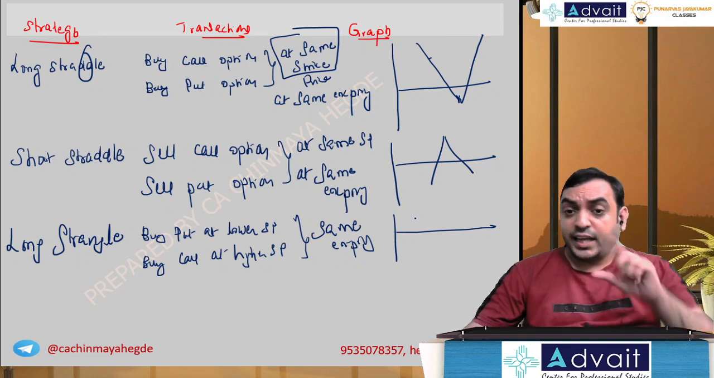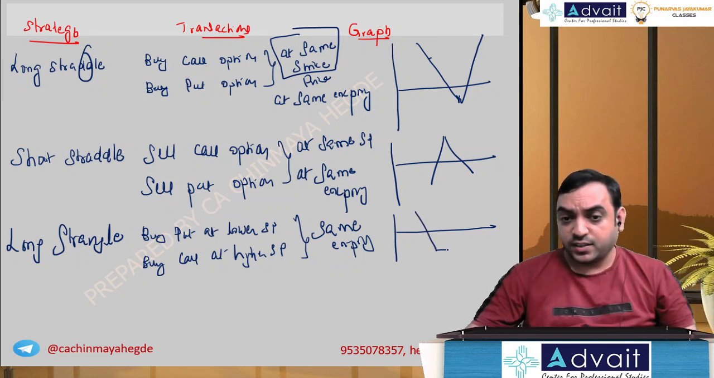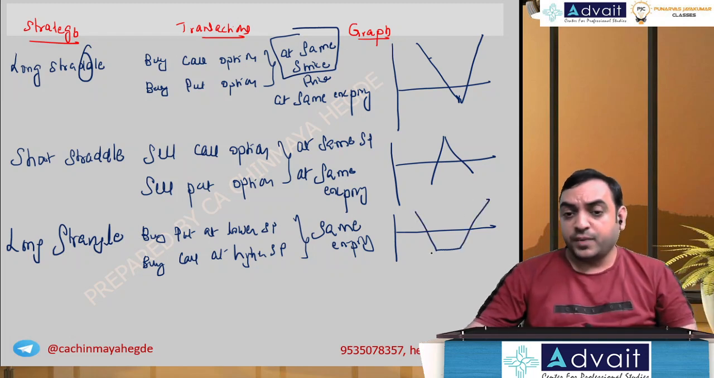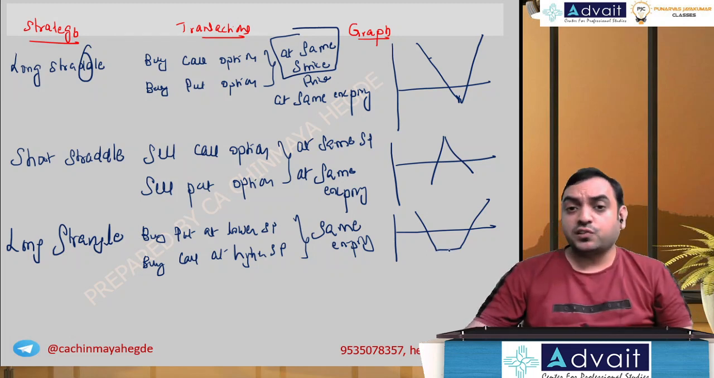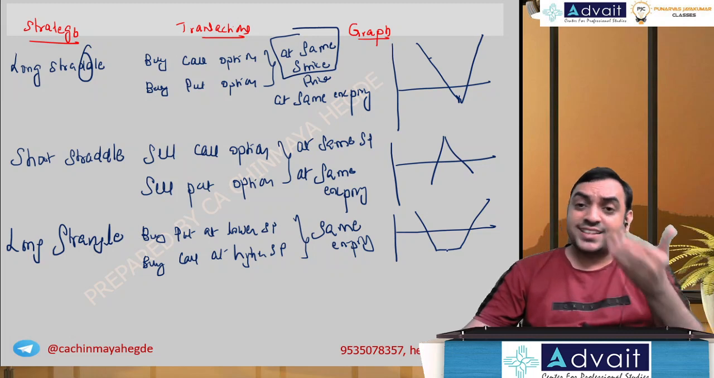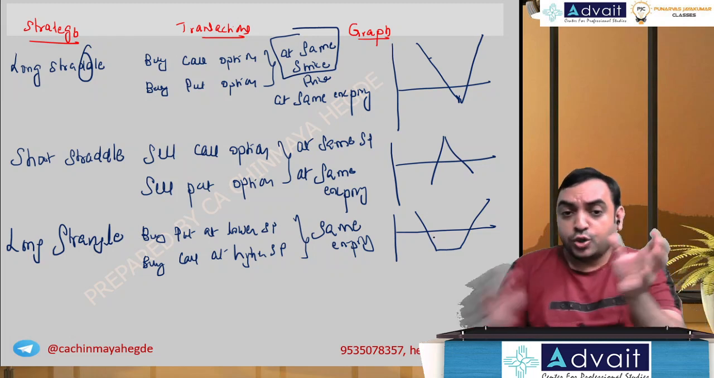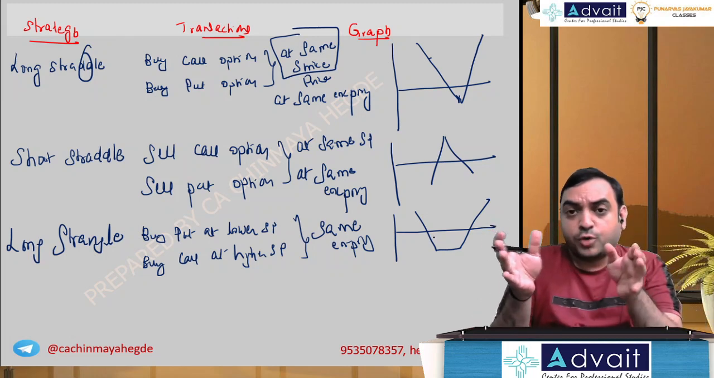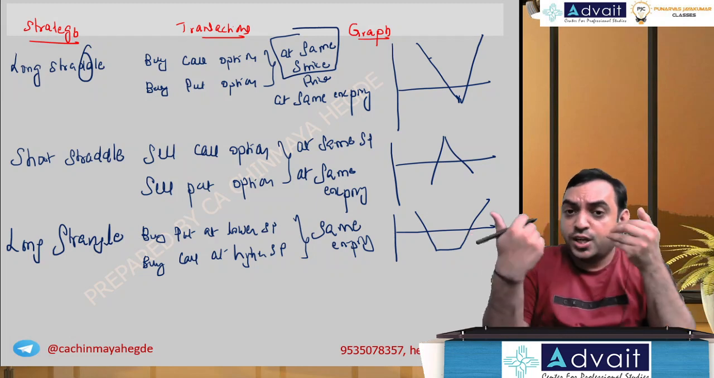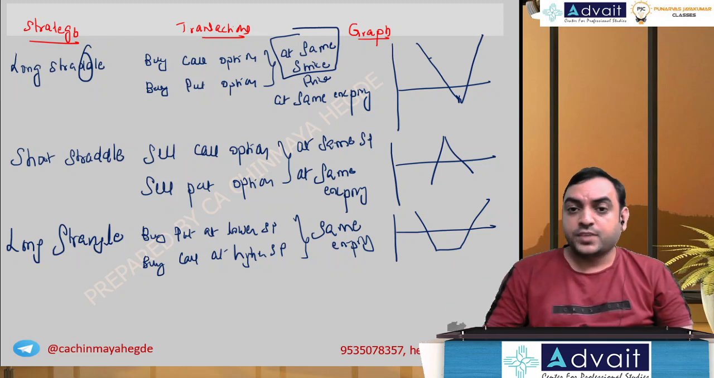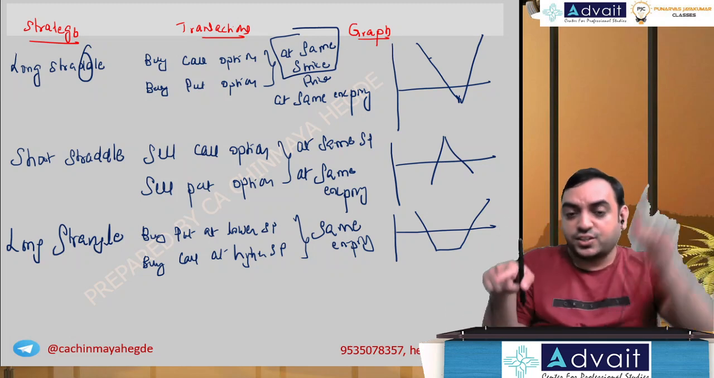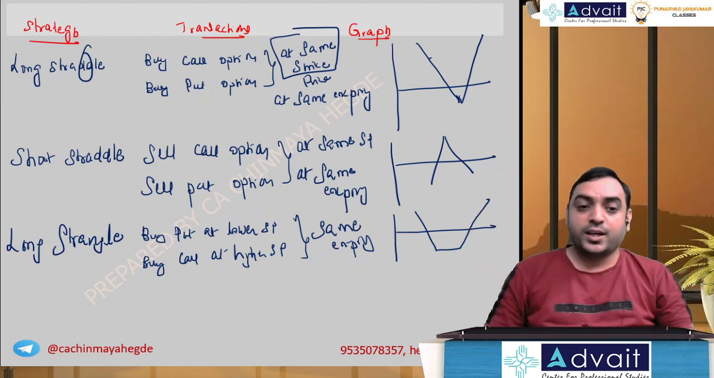long strangle. It looks like a V shape, but you will have some flat part like this. One flat line will come. On that flat line you will have the maximum loss, where you don't exercise the call and you don't exercise the put, between the lower strike price and higher strike price. Both are not exercised, so you get a flat line, like a tub kind of thing. Like a V shape, but with a flat line. So the line comes down, flat, then goes up. That's long strangle. If I do the reverse, it's short strangle.